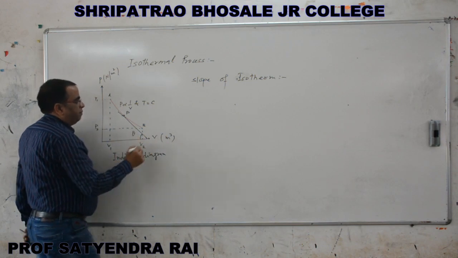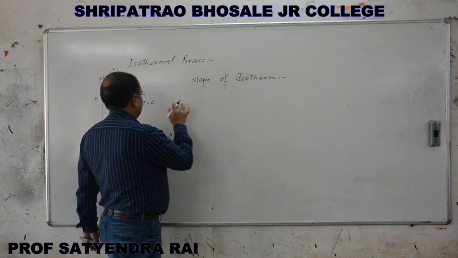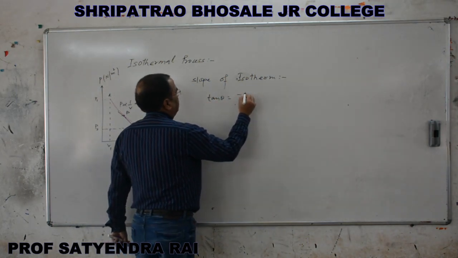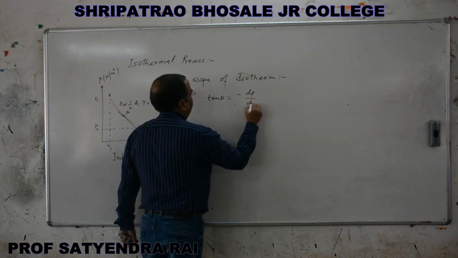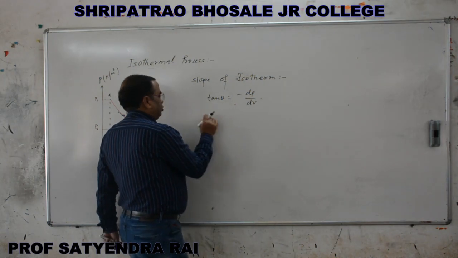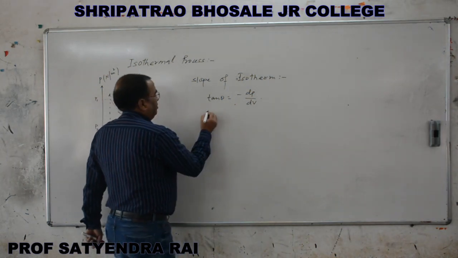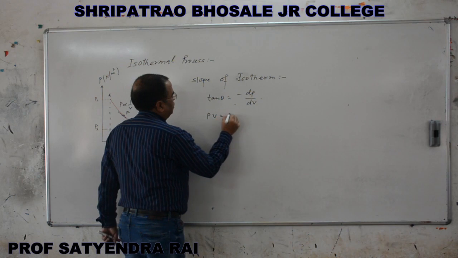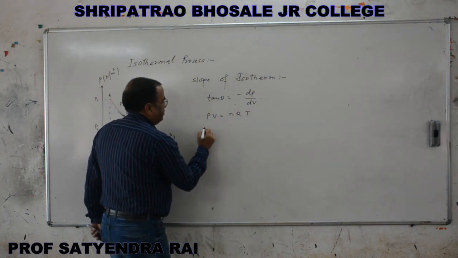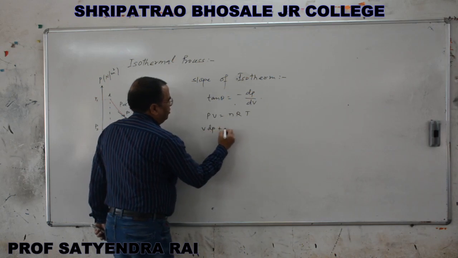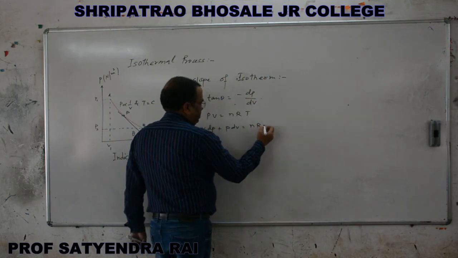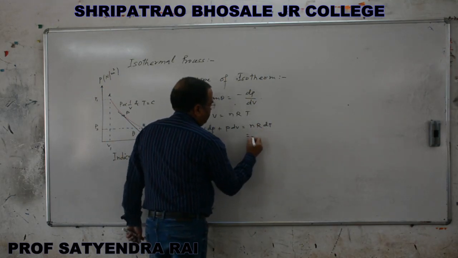At this angle theta, we can say this is the slope, and tan theta is equal to minus dP upon dV. Now check. We have PV equals nRT. If I differentiate both sides, what we get? V dP plus P dV is equal to nR dT, and dT is 0, so the right hand side will be 0.